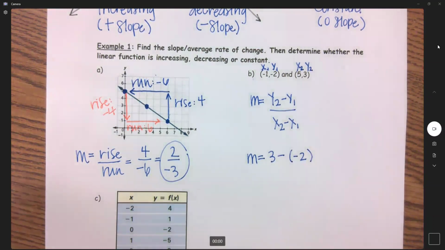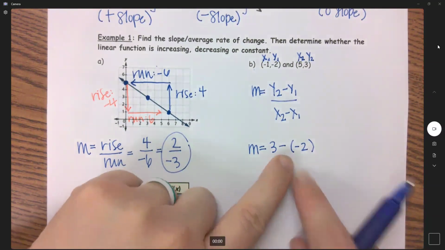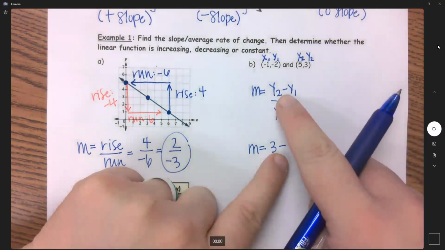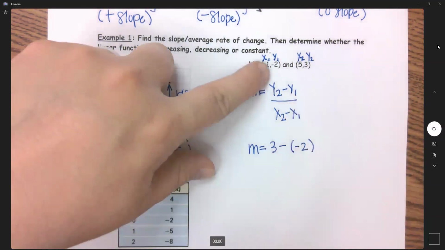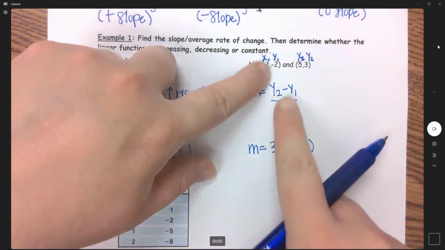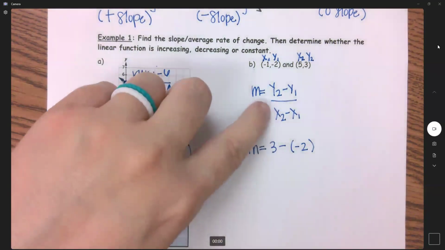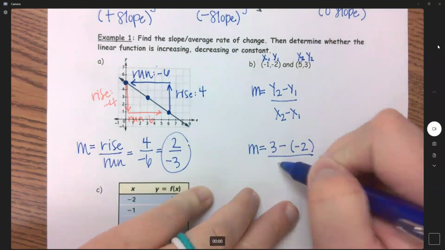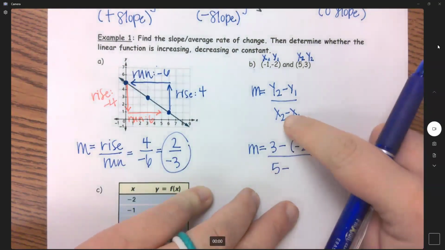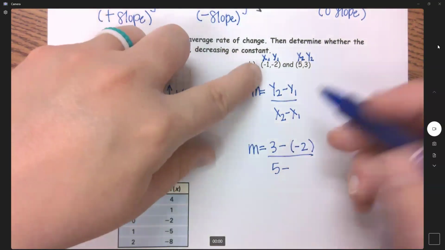So before we go down to the denominator, let's pause right here and make sure we understand why I have a double negative. That first subtraction comes from my formula, and then my y1 is also a -2. So first one from the formula, second one from the number I'm substituting in. Same thing happens down here. My x2 is 5, minus from that formula, and then what is your x1? Your x1 is a negative one.